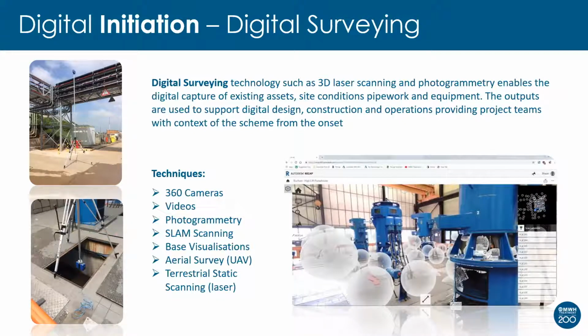Really good stuff. Now, the output from the laser scan is shown on the right-hand side there. That is actually an image from the scan. I know it looks like a photo, but that's the level of granularity when you set up and you know what you need to scan. All those spheres that you can see there are the positions where we've set the scanner up.